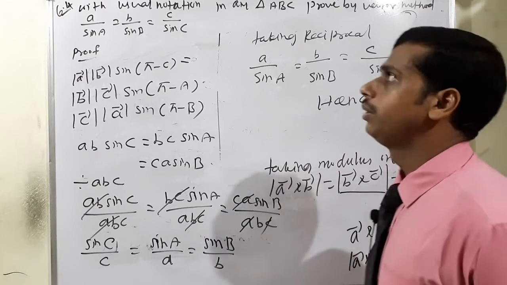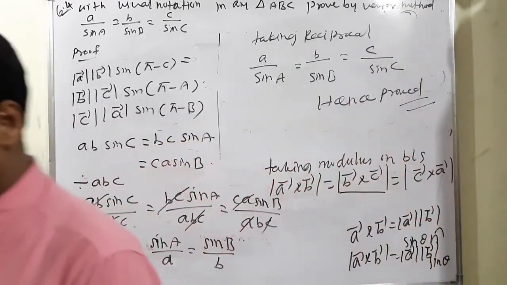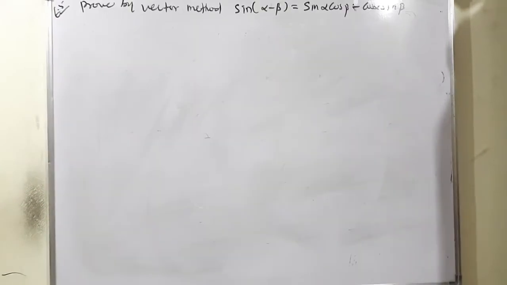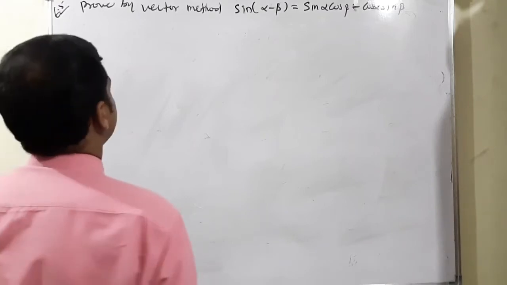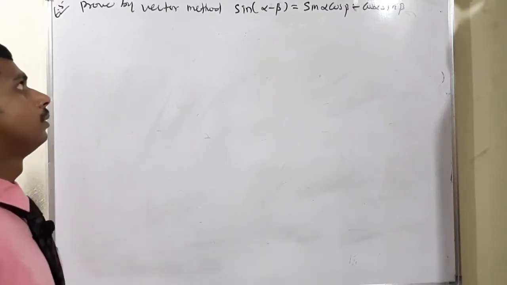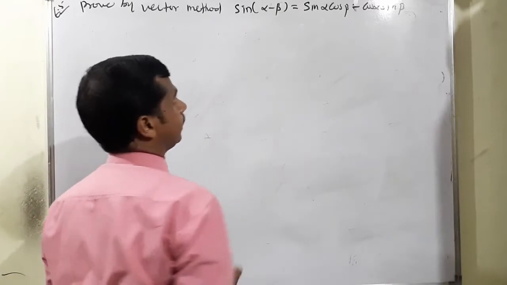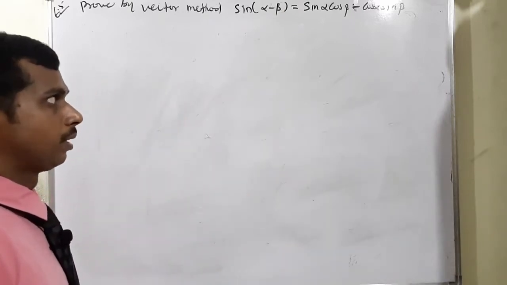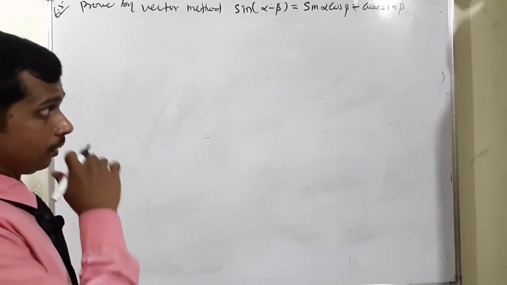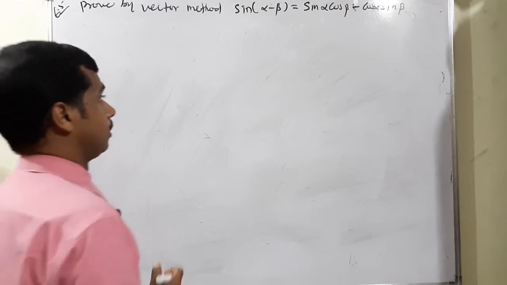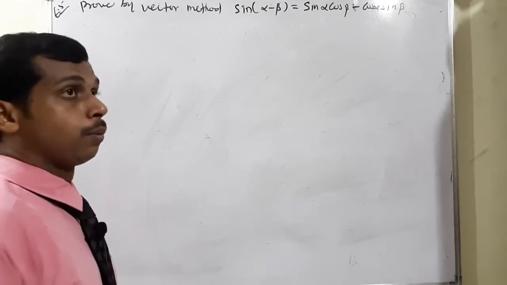Okay, I will continue with the next example. Example 6.5: prove by vector method that sin of alpha minus beta is equal to sin alpha cos beta minus cos alpha sin beta. The same concept as in example 6.3.